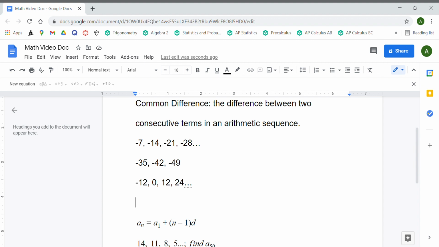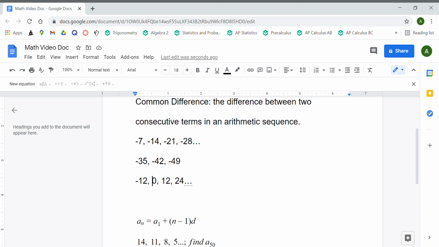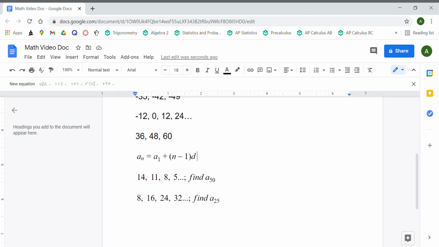Okay, so if we take a look at this number and this number, we subtract the 2 numbers. It's going to be 0 minus -12, or 0 plus 12, which happens to be 12. And so there's your common difference. That's 12. And so if we add 12 to 24 and then keep going from there, we'll be able to write the next 3 terms of the sequence: 36, 48, 60. All right. So that's pretty easy, right?